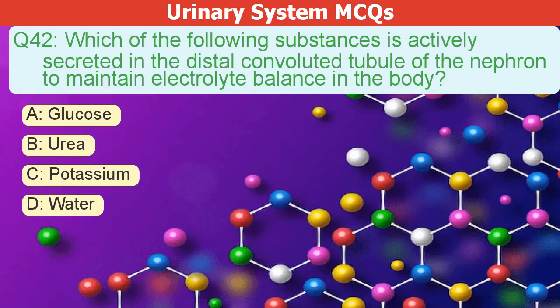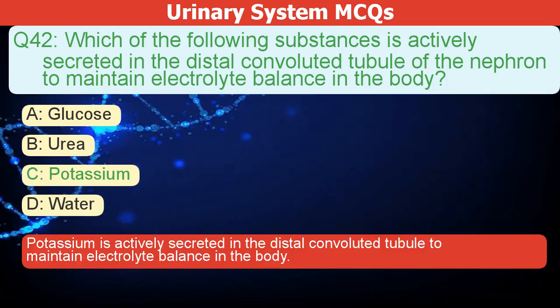Which of the following substances is actively secreted in the distal convoluted tubule of the nephron to maintain electrolyte balance in the body? A. Glucose. B. Urea. C. Potassium. D. Water. The correct answer is C. Potassium is actively secreted in the distal convoluted tubule to maintain electrolyte balance in the body.